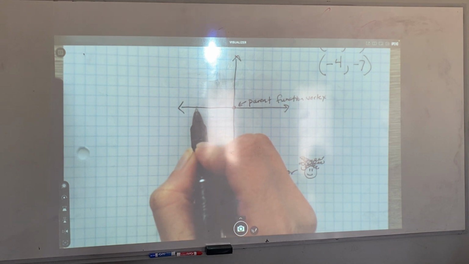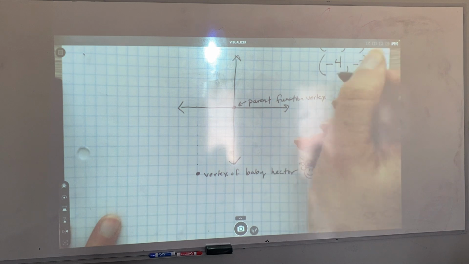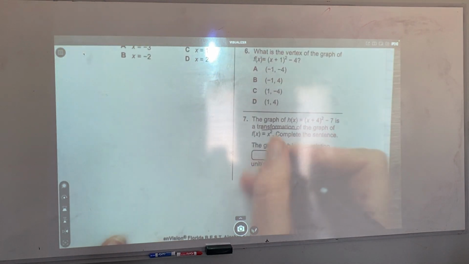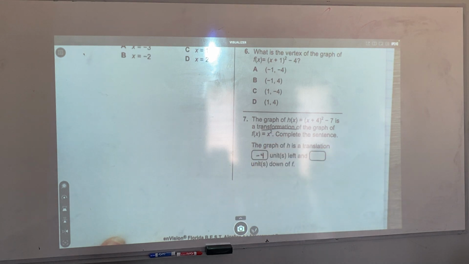I said I was just talking out loud. No, I'm actually really glad you said that. She's saying, what about the negative 4? Let me ask you a question. If I put negative 4 in here, would that be correct?